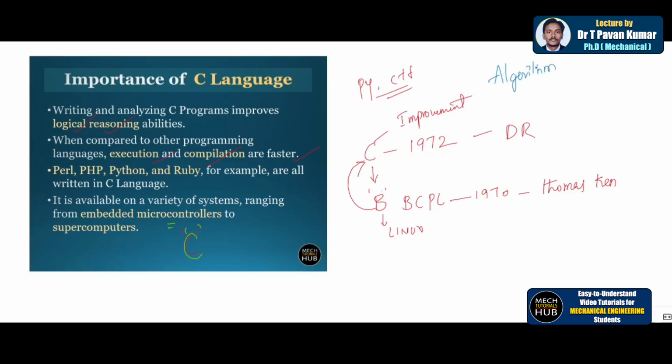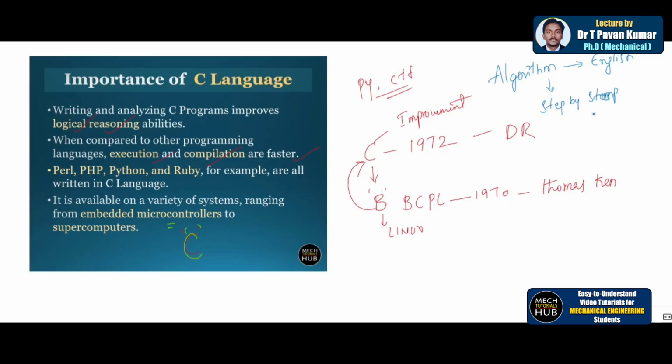Algorithm used to be written. Algorithm is a step-by-step procedure through which you can communicate with the help of the English language, step by step, with which you can communicate with the system. That is what used to happen.